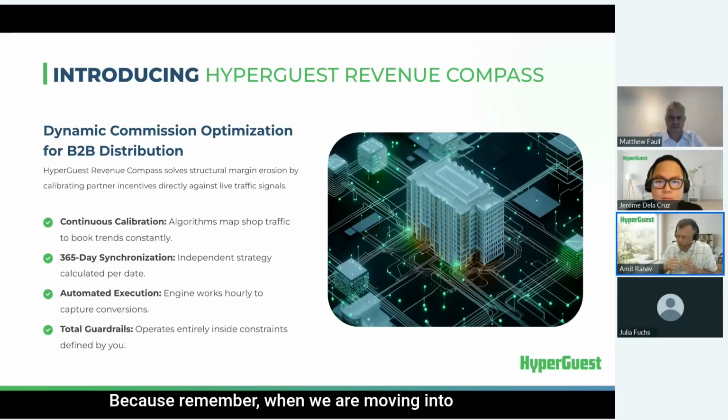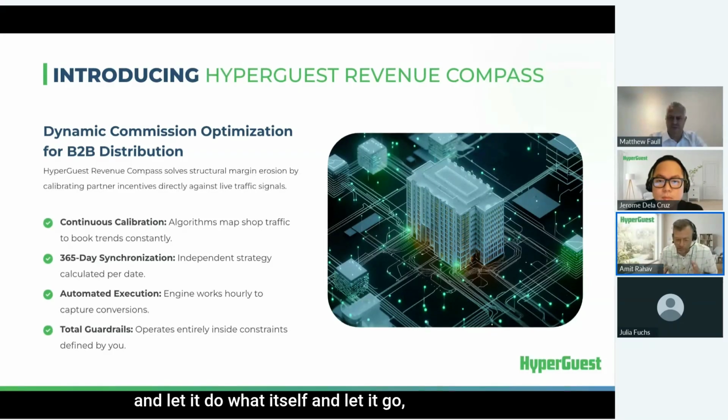Because remember, when we are moving into the B2B landscape, we don't always have as much understanding of what the ecosystem is doing to our own product. This way, the system finds the optimum price where you start converting and does not give any more incentive than you absolutely have to in order to have a win-win transaction with a B2B partner on the other side. And it's all under total guardrail. I don't want to give the system freedom to do what it wants and let it go on its own. It's all under full control of what I'm allowing it to do, both commercially and in terms of the production caps that I'm putting on it.